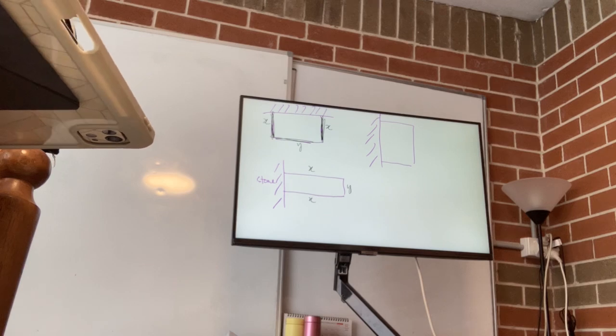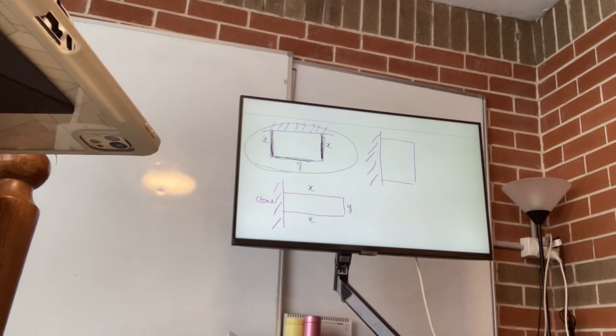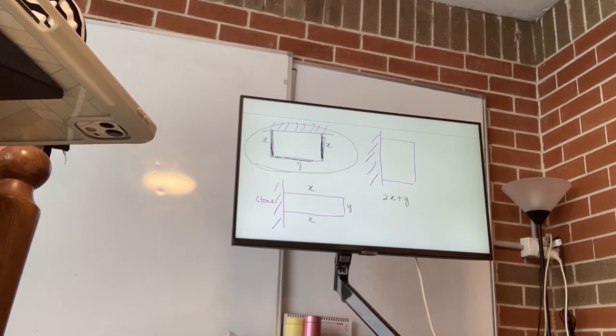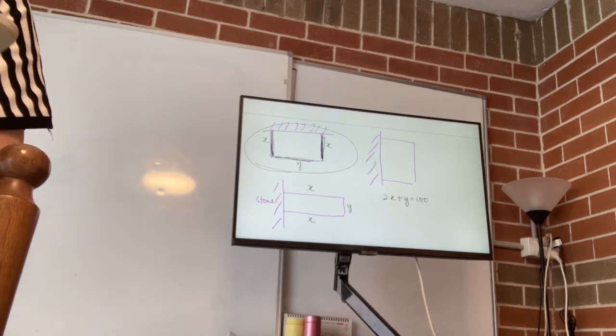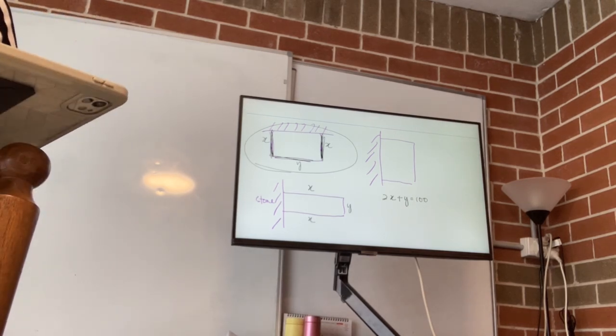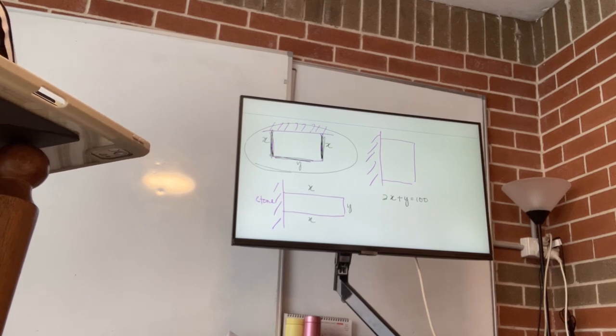From this piece in here, from the question: 2x plus y equals 100. Yes, that's the first equation. 2x plus y equals 100 because it's 100 of wire that is going to fence up the three sides. That is our first equation.